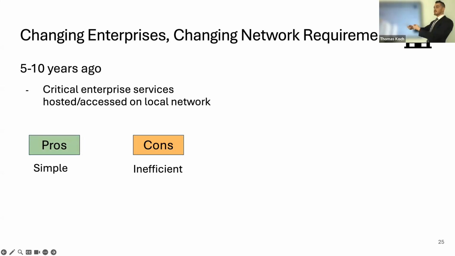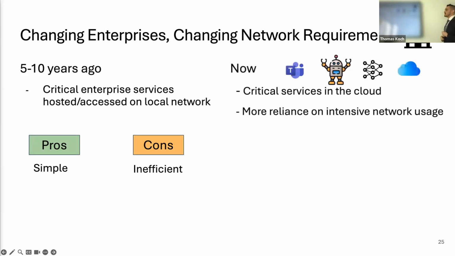And so increasingly what enterprises are moving to is a model where they access critical services in, say, the cloud, where there's more reliance on intensive network usage. So as an example, robots in a factory might access a machine learning model in the cloud where there's more flexible resources and use cases.